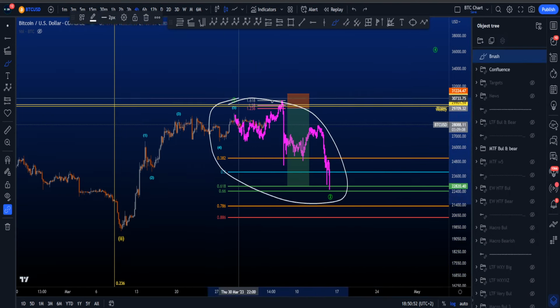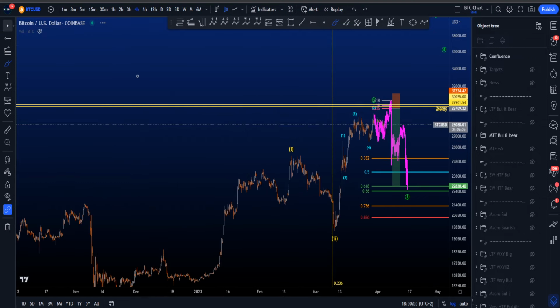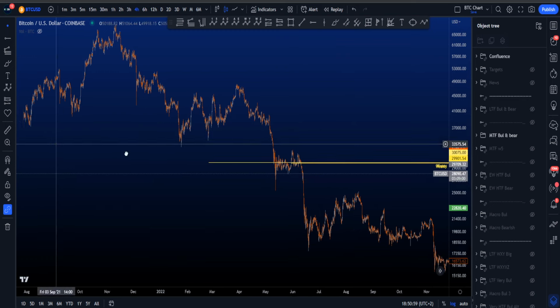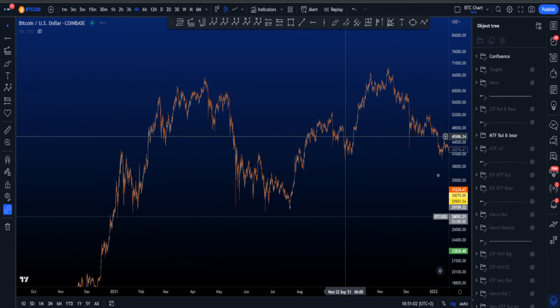Now, if you want to know where I got this structure from, I actually have to zoom out a little bit, because what price is doing right now reminded me of something that happened in the past in 2021, and that is basically this structure over here.